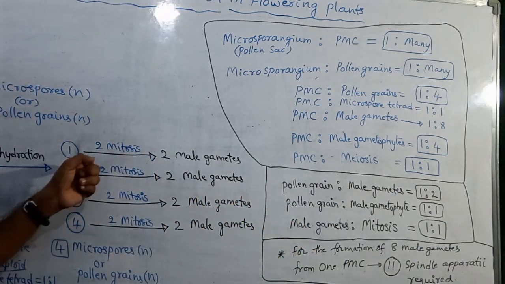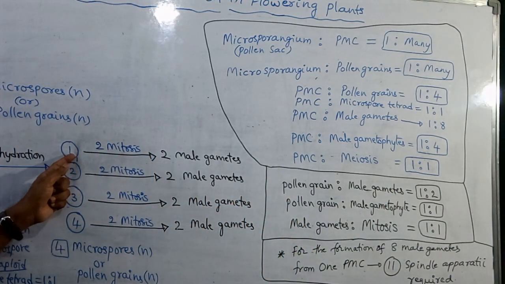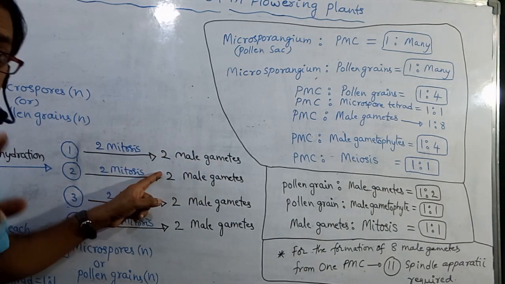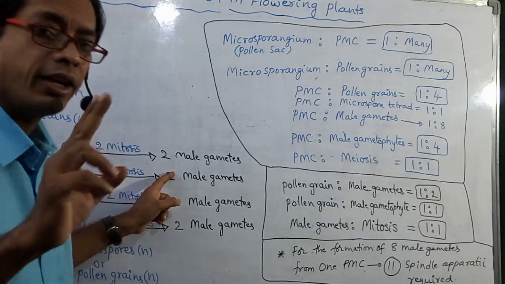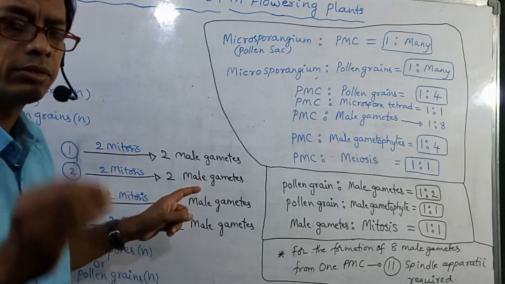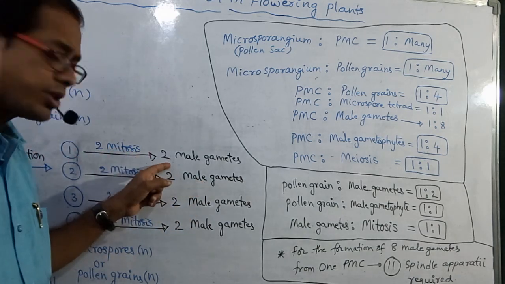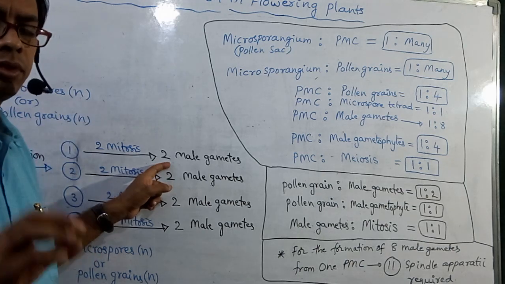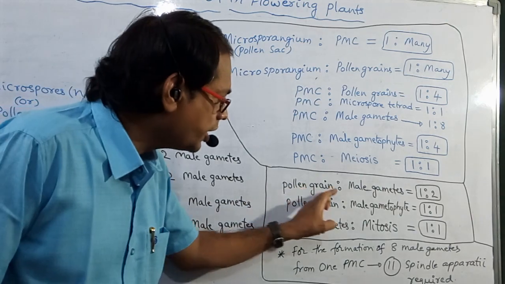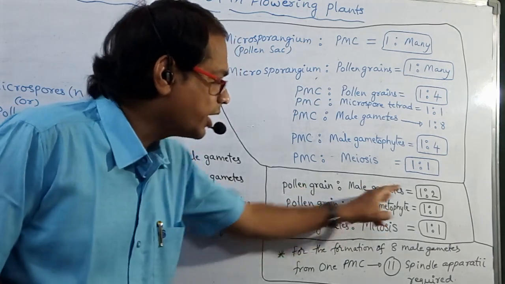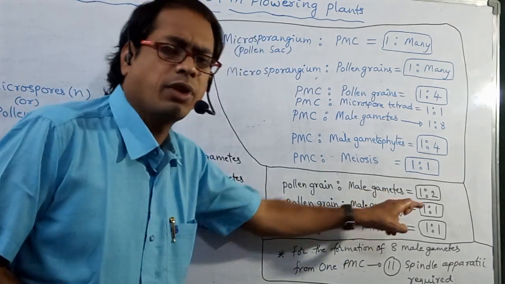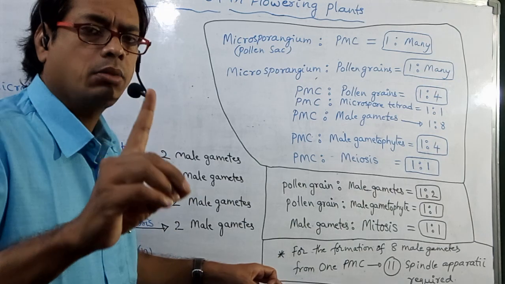See, look at this figure, my dear students. This is the pollen grain, and how many male gametes are formed? 2. Male gamete is different from male gametophyte. Pollen grain represents male gametophyte. Pollen grain produces 2 male gametes. These 2 points try to remember. Pollen grain is to male gametes 1:2. Pollen grain is to male gametophyte 1:1.